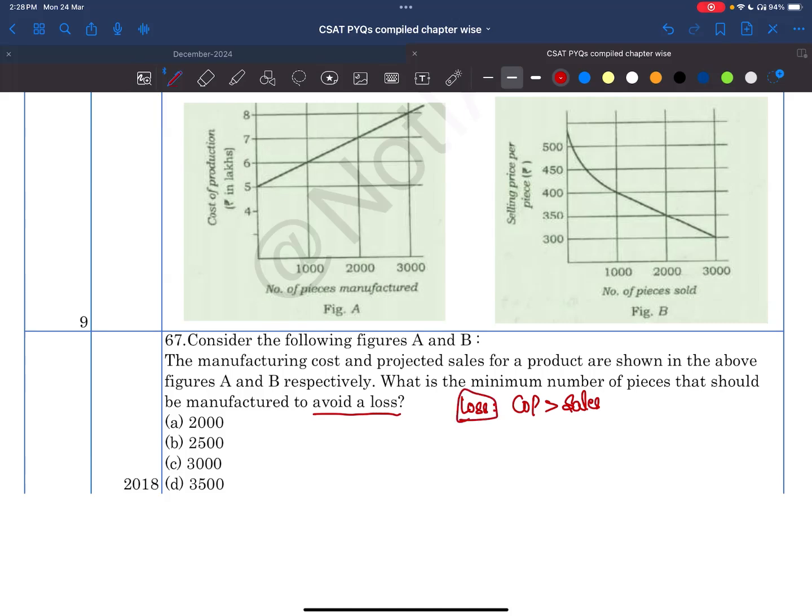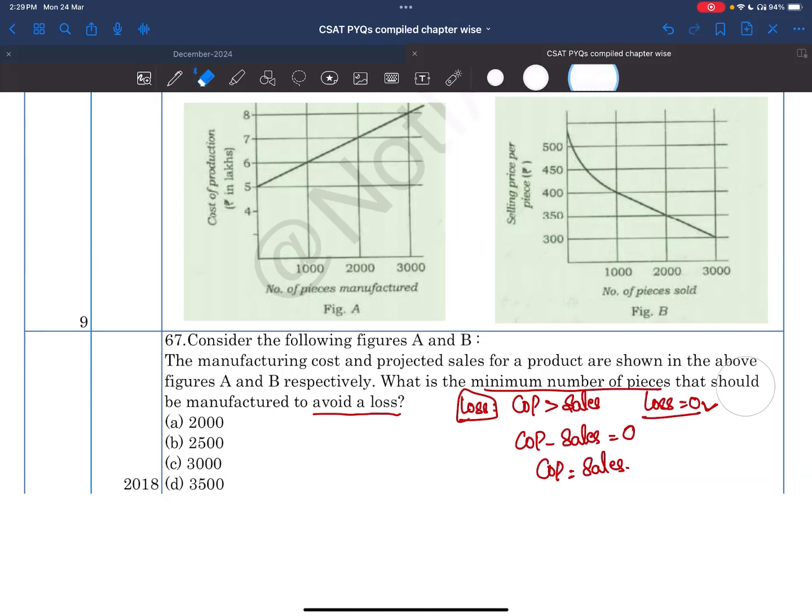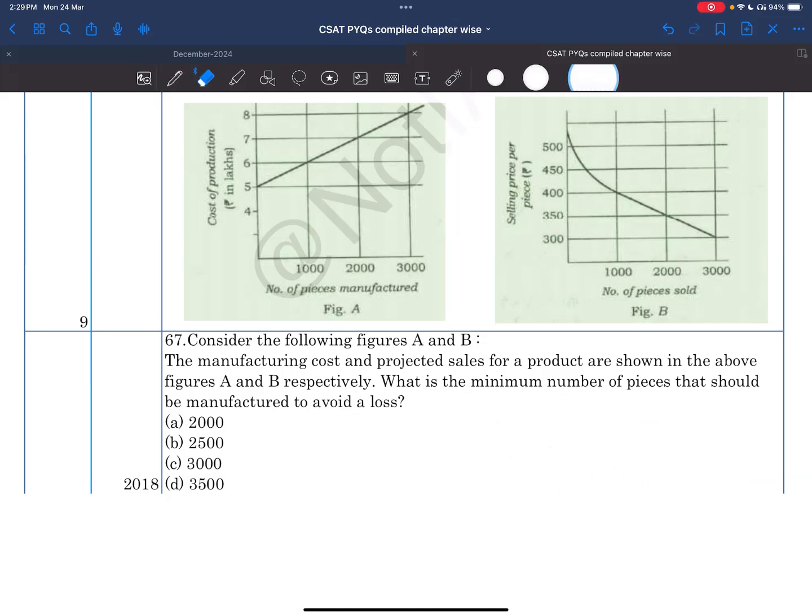To avoid loss, we need to get what? This loss should be either 0 or greater than 0, right? But it's asking minimum number of pieces. That means loss should be equal to 0. That means COP, cost of production minus sales, this is equal to loss. This should be 0. That means cost of production should be equal to sales value. Now we'll go as per the options given.